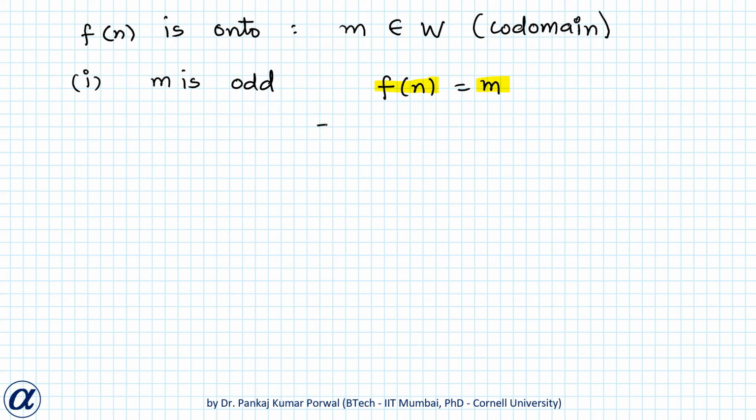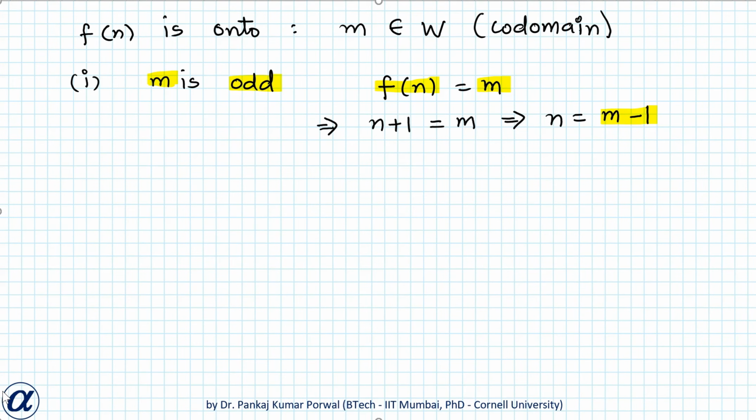So here I will have f(n) equals n plus 1 equals m. So this gives me n equals m minus 1. So m minus 1 is the pre-image of m when m is odd. And because m is odd, the values of m will be 1, 3, 5, 7 and so on, and values of m minus 1 will be 0, 2, 4, 6 and so on, and all of them belong to our domain, which is the set of whole numbers.